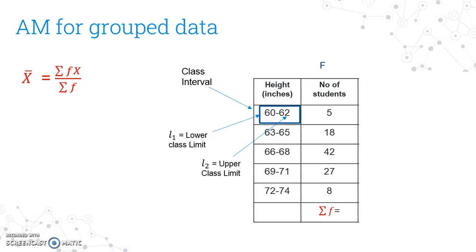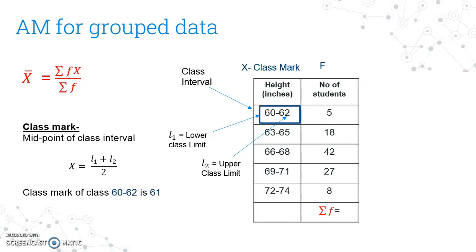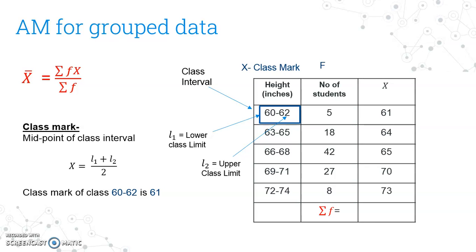Now if you see the formula, we require value of F, which is there in the table. We require value of X. X here is mentioned in the interval. So we need to consider the class mark. Class mark is nothing but midpoint of the class interval. The formula is X is equal to L1, that is lower limit, plus L2, that is upper limit, divided by 2. So if we consider first class interval 60 to 62, the class mark or midpoint of the class interval is 61. So here we are going to add one more column indicating class mark.